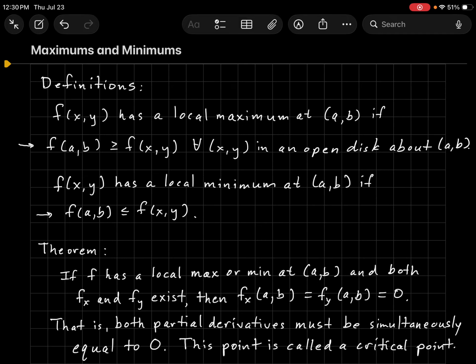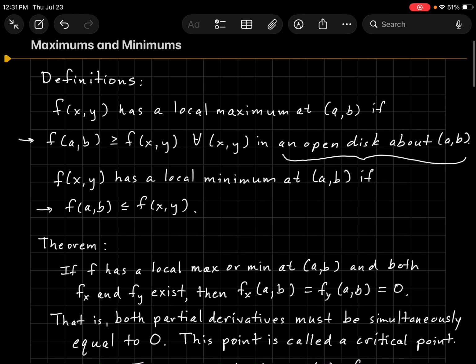Now, when we say all other function values, we're talking about what we call an open disk around (a, b). So in a single variable, it's an open interval. In multivariable with two variable input, it's an open disk. So there are a lot of similarities between single variable and multivariable calculus that we'll mention.